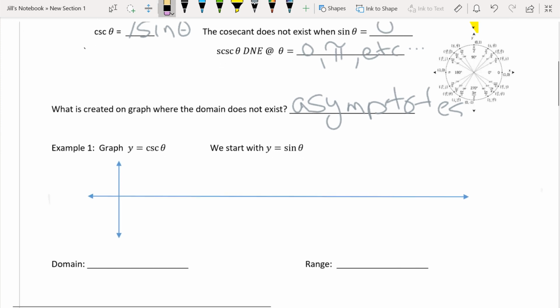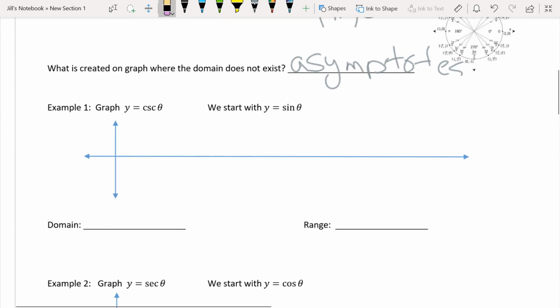Okay. So we're going to go ahead and take a look at the cosecant function. We're going to graph your basic cosecant function, and we're going to graph 2 periods of it. But what we do is we start with the sine function. We're going to graph the sine function, but please remember the sine function is not part of the graph. It's just a means that we use to get to the cosecant graph. So if we remember graphing sine function, the sine function has a period of 2 pi.